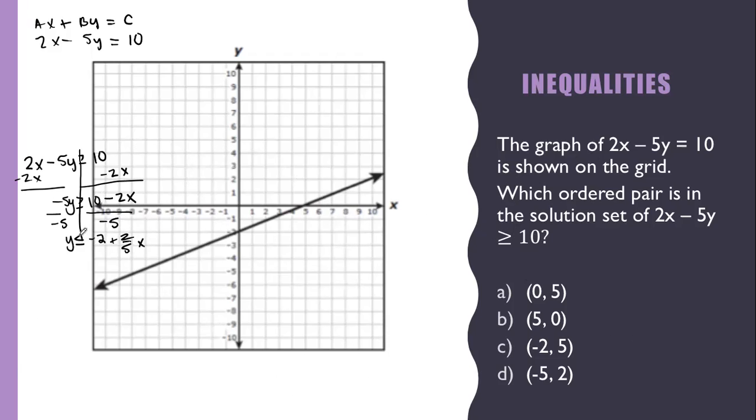Since it's less than or equal to, which way am I shading? Down, below. Let's quickly review. Less than is shading below, but if it's just less than, it's a dashed line. If it's less than or equal to, it's a solid line. Greater than or equal to is shaded above, but if it's just greater than, it's a dashed line. If it's greater than or equal to, it's a solid line.